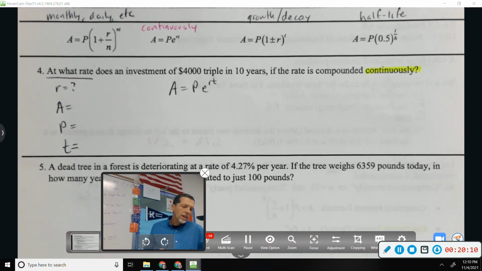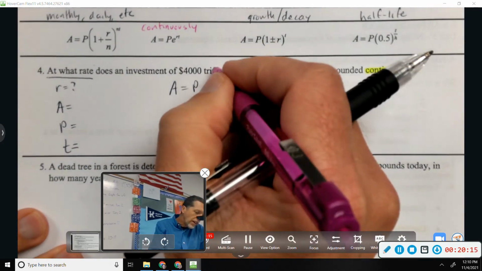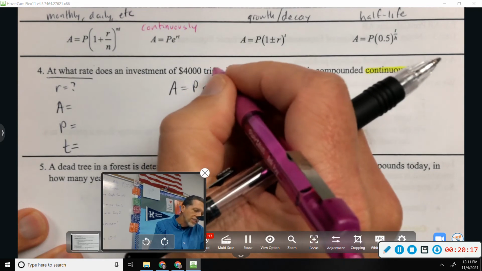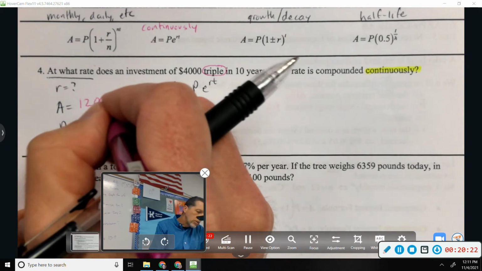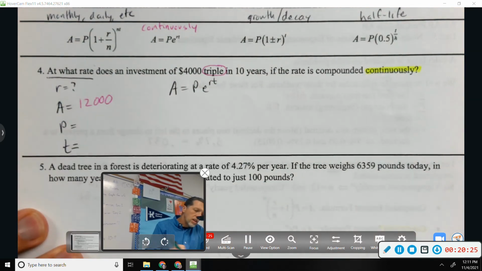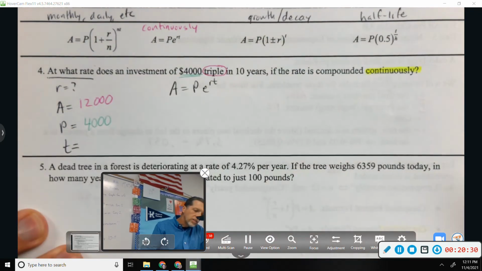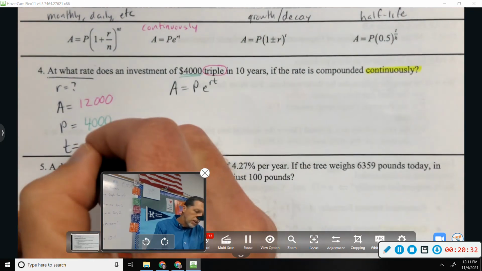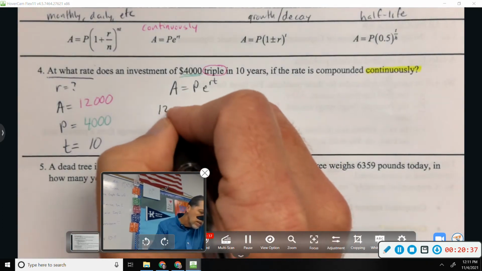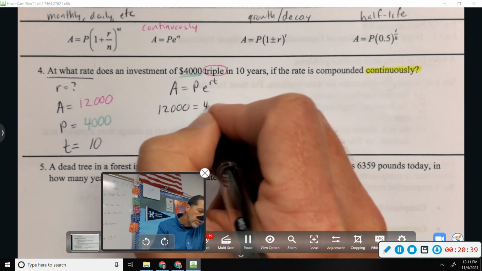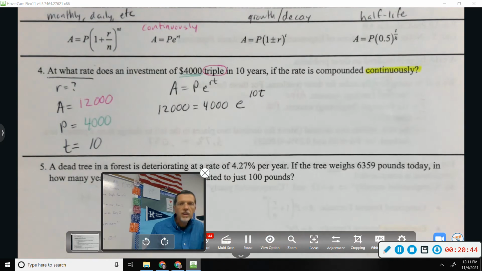So what's the A? 12,000, because the investment is 4,000. That's the initial. That's the P. If we triple that, we'll get to 12,000. So we started with P at 4,000, and the time was 10 years. So 12,000 equals 4,000 e to the 10t.